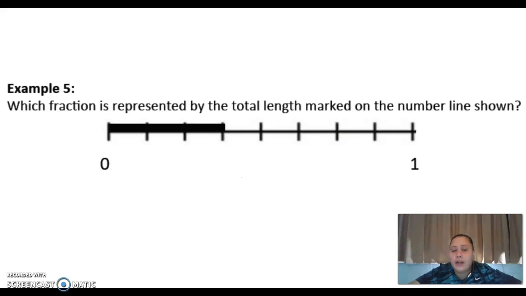And now we have to find our numerator, which is the number we're considering, or the total length of the bar from 0 to where it stops. So we're going to start here. We're going to jump 1, 2, 3. So that is our numerator. Our numerator is 3. Our denominator is in eighths. Our fraction is 3/8. And that is the lesson for Friday.